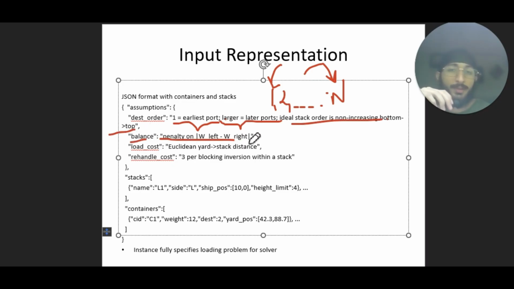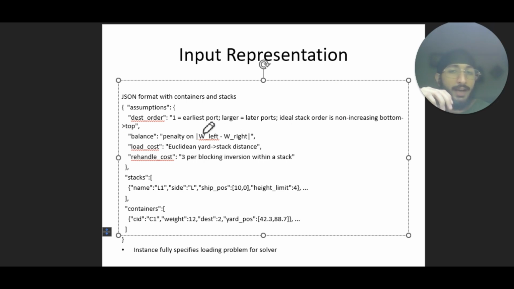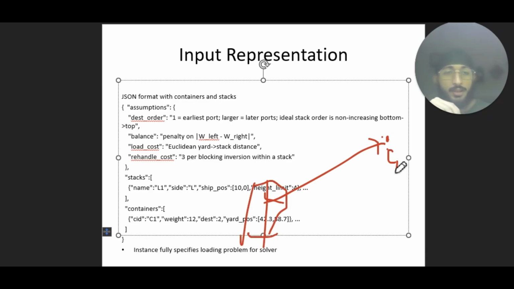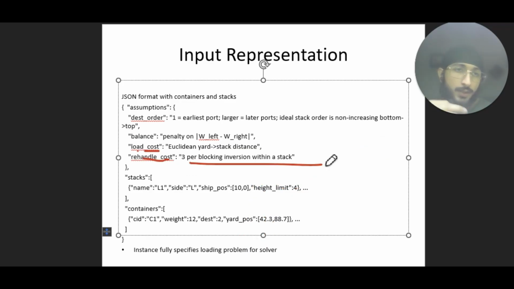Then we have balance, which is the penalty on the absolute difference between the right and left side weights of the ship. Then the load cost is the Euclidean distance that we consider: the distance between the container present in the yard and the stack present on the ship. So that is the distance we will be considering for the load cost. And then we have the rehandle cost, that is 3 per blocking inversion within a stack.